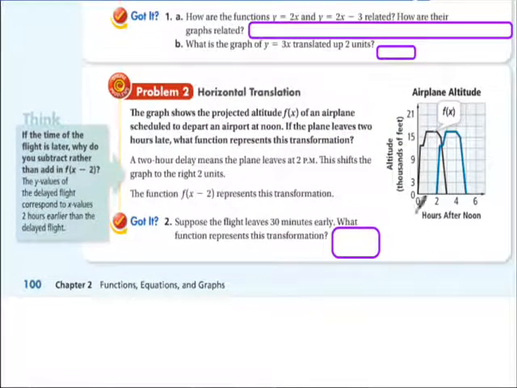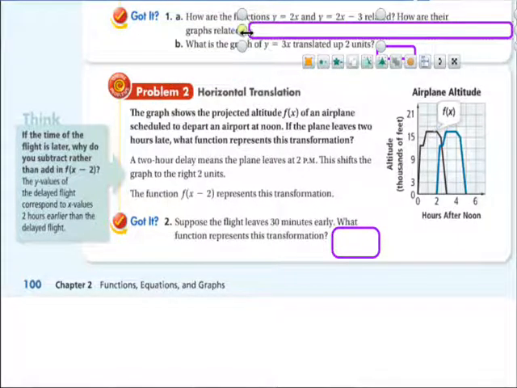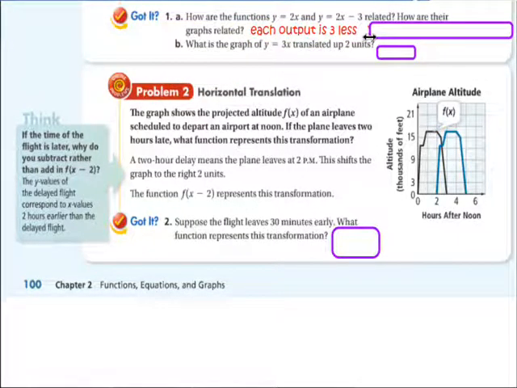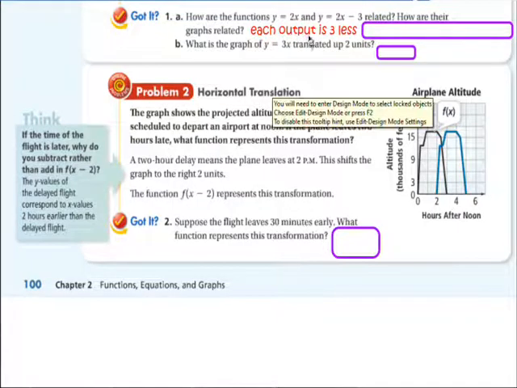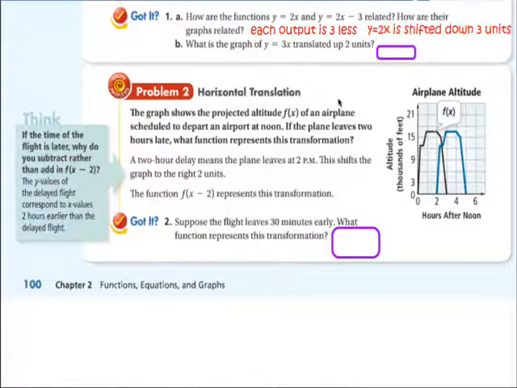So let's take a look here. How are the functions y equals 2x and y equals 2x minus 3 related? If you make a table of values, what you'll find is if x is 1, y is 2. If x is 2, y is 4. If x is 3, then y is 6. For every one of those, if we do that and then subtract 3, each output is exactly 3 less than it was before. Okay, and how would the graph be related? Hopefully, what you're thinking is that it's the same thing. It's just that y equals 2x has been shifted down 3 units, and that's how we get y equals 2x minus 3.